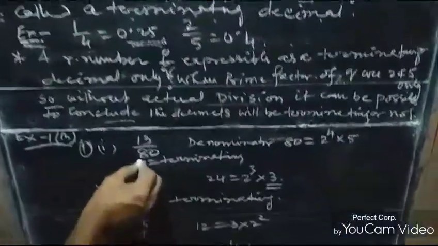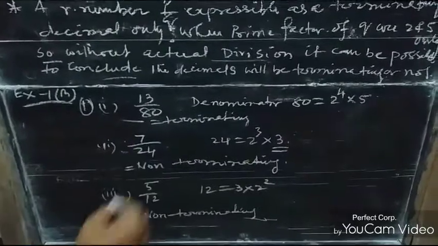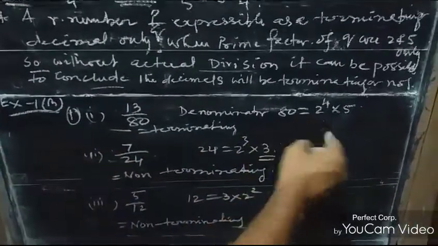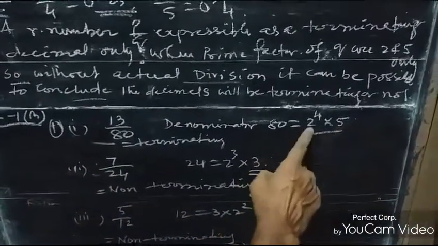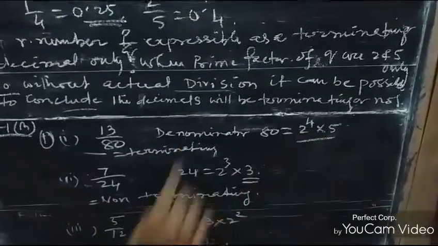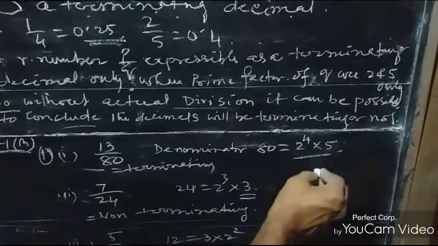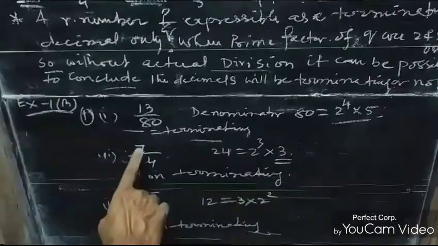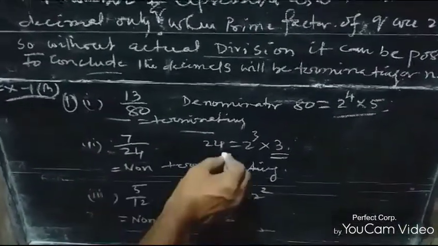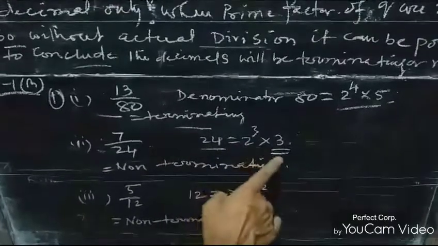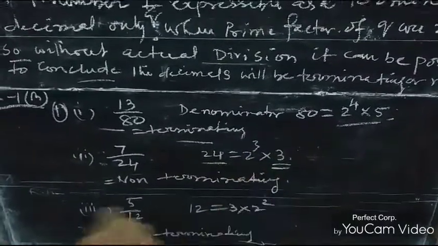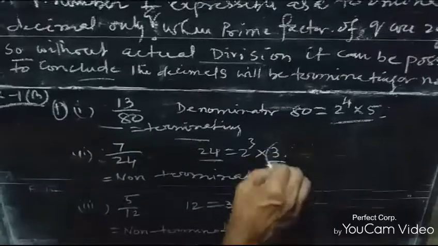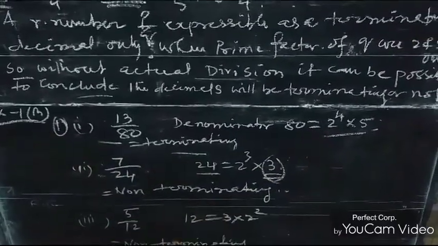Suppose I take one rational number, 13 by 80. Here the denominator is 80. 80 can be expressed as 16 into 5, 16 equal to 2 to the 4, into 5. So there is no other factor other than 2 and 5. So this is terminating. In this way, 7 by 24: the denominator is 24, and prime factorization gives 2 cube into 3. That is, 3 is other than 2 and 5. So this is non-terminating.